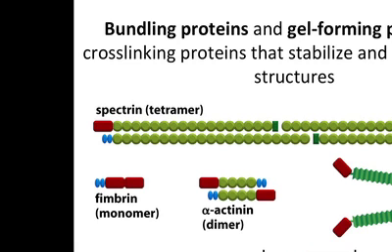So the nucleating proteins make actin filaments and certain structures, but not only that, you need these cross-linking proteins to bundle them and keep them in the proper structures, right? And so these are bundling proteins and gel-forming proteins. They're cross-linking proteins. Cross-linking means they bind to two things and stabilize their structure.